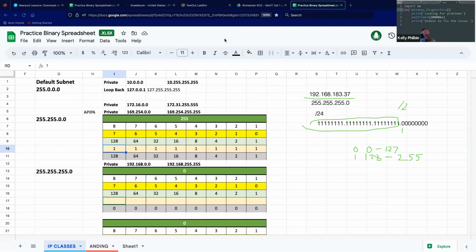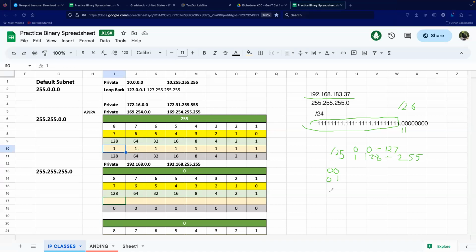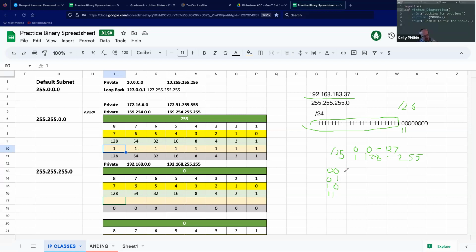Let's take it up a notch. /26. So we're going to take the second bit. So the first two bits are going to be our networks. So what different options do we have with 2 bits? How many different varieties can we have with just 2 bits? I'll get us started here. 0 0, 1 0, 0 1, 1 1. So we now have 4 different possible networks just using the 2 bits, right?